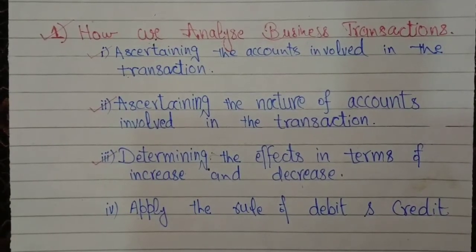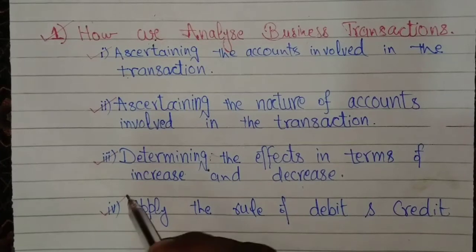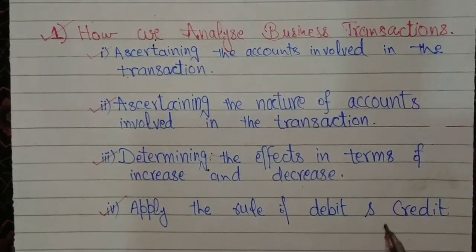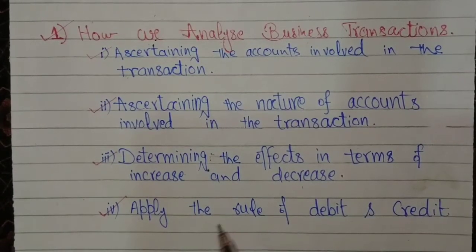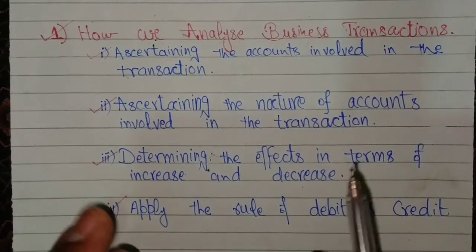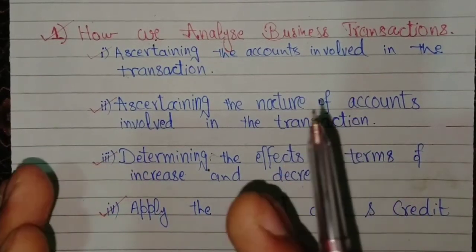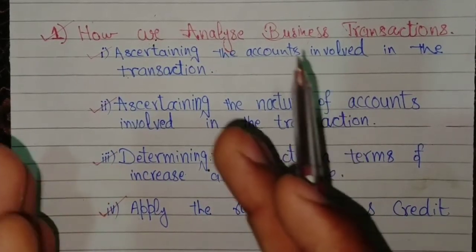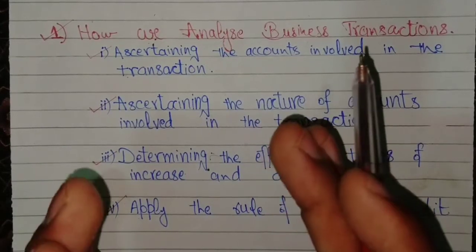So must remember and keep in your mind. Next step is applying the rule of debit and credit. The final step of transaction analysis is to apply the rules of debit and credit on accounts. In this step, we determine which account is to be debited and which one is to be credited on the basis of increase and decrease in accounts determined.